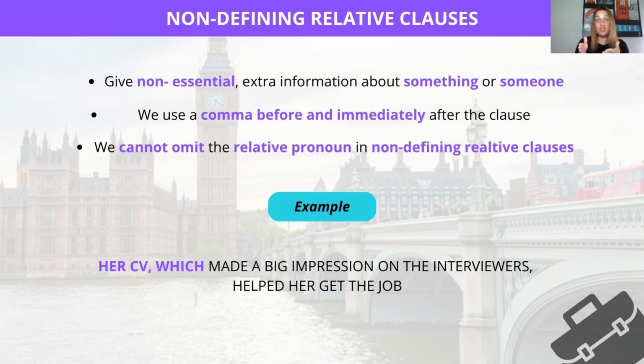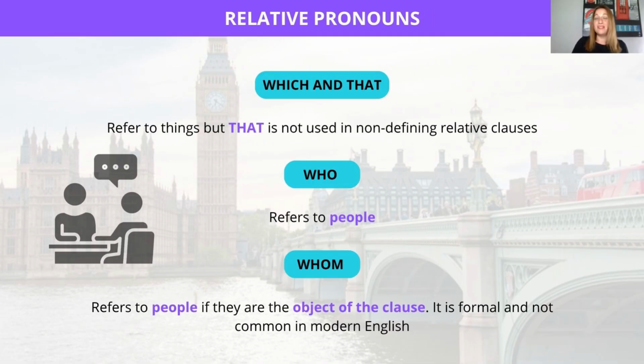The extra information given here goes between commas: which made a big impression on the interviewers. Just remember, that non-essential extra information goes between commas. I mean, these pronouns, like which, cannot be omitted like the other one. Okay? So I think this is easy. Relative pronouns. This is the most important thing.